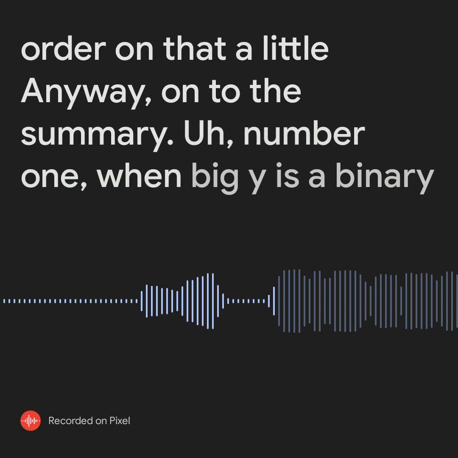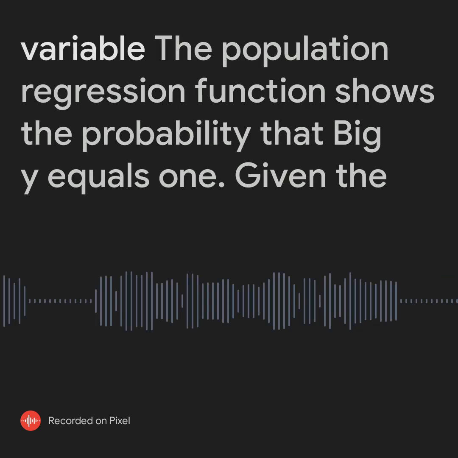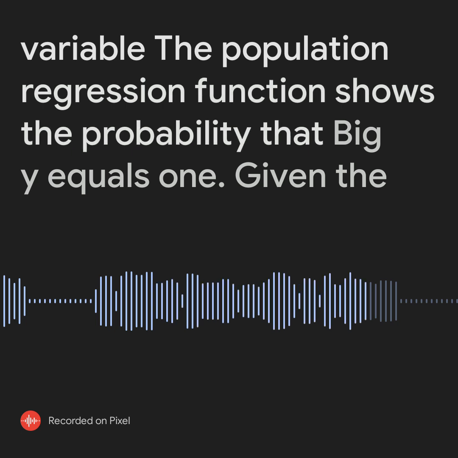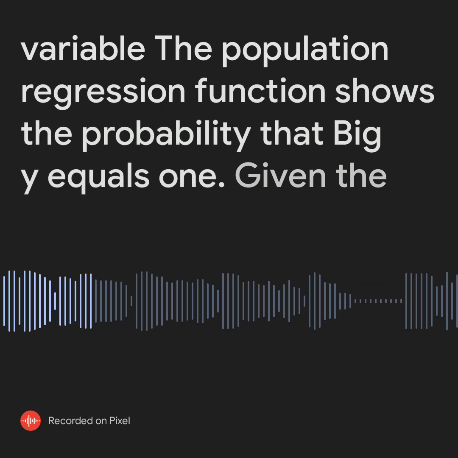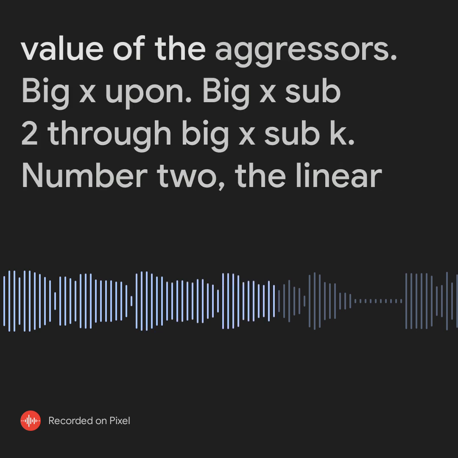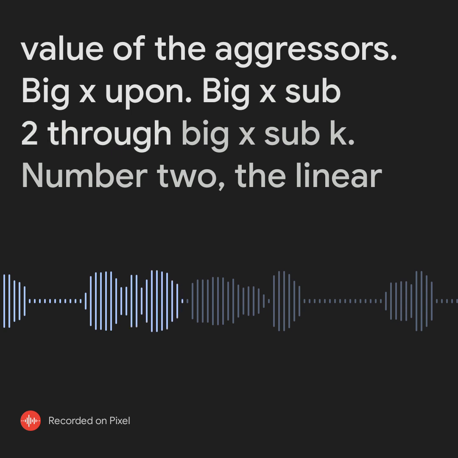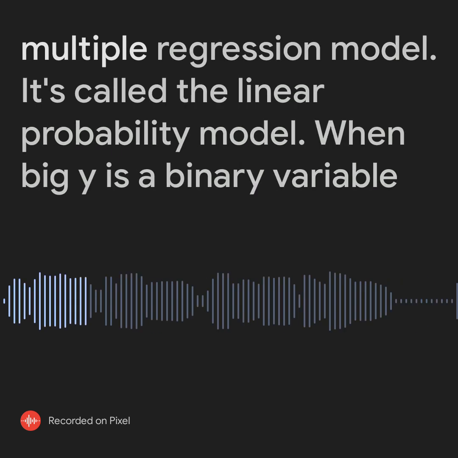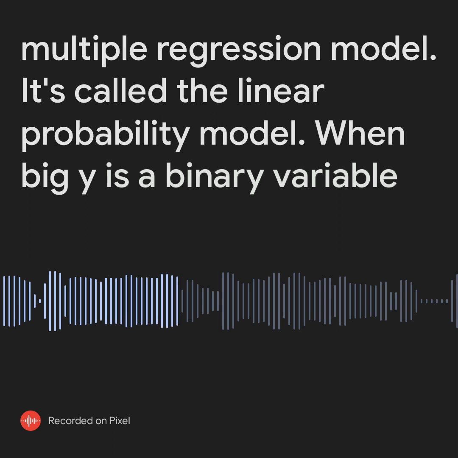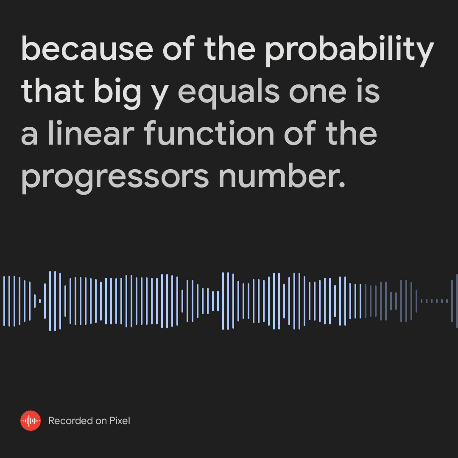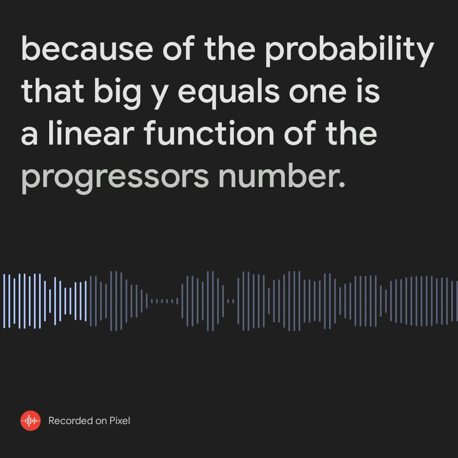Number one, when big Y is a binary variable, the population regression function shows the probability that big Y equals 1 given the value of the regressors, big X sub 1, big X sub 2 through big X sub k. Number two, the linear multiple regression model is called the linear probability model when big Y is a binary variable because the probability that big Y equals 1 is a linear function of the regressors.